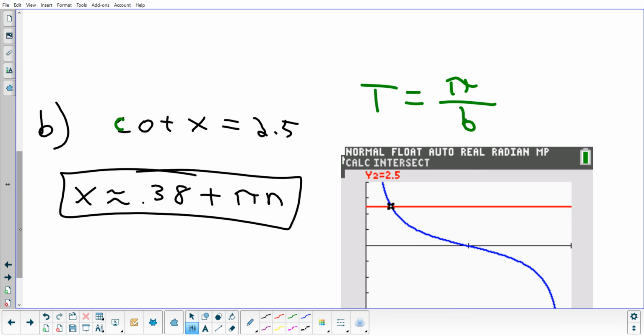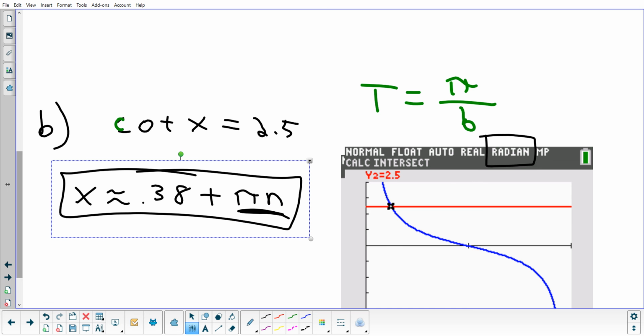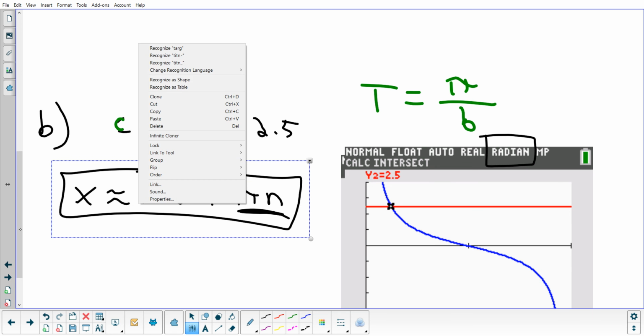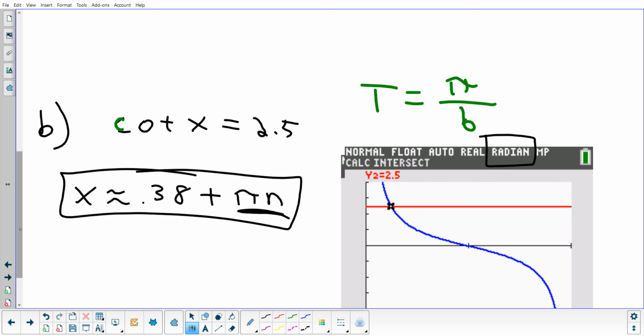Now, this right here assumes that I'm in radians. I could have done it in degrees. If I did this in degrees, I would have to set my window not to be pi units wide, but what's pi equivalent to in degrees? Yep, 180. So I could do plus 180n if I was doing it in degrees. I would also have to recalculate this intercept because it wouldn't be 0.38. But keep in mind, pi is usually when you're doing it in radians, and then 180 or 360, that's when you're doing it in degrees. Okay. Any questions on that?